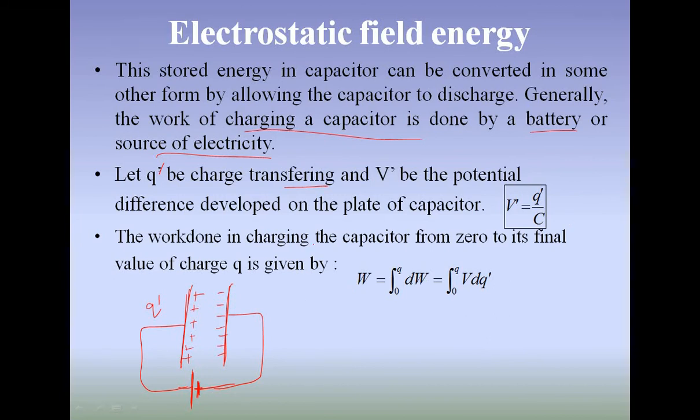Okay, so the work done in charging the capacitor from 0 to its final value of charge Q is equal to the total work done, which is the integral of dW from 0 charge to its final value of charge, which is Q, and dW is equal to, as you know, the potential difference, which is the work done per unit charge.